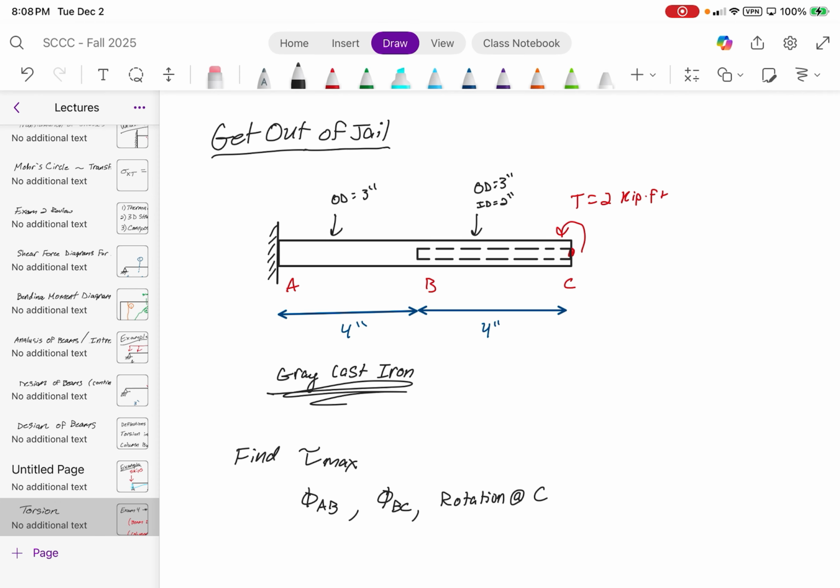Question? Remember how we did it for axial compression and tension? How we found the change in position? Yeah, I don't know how to do rotation. How do we do that? It's the same exact thing.